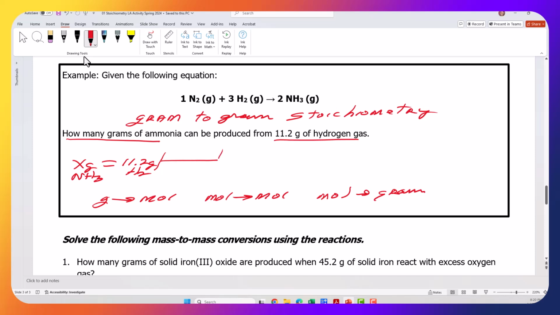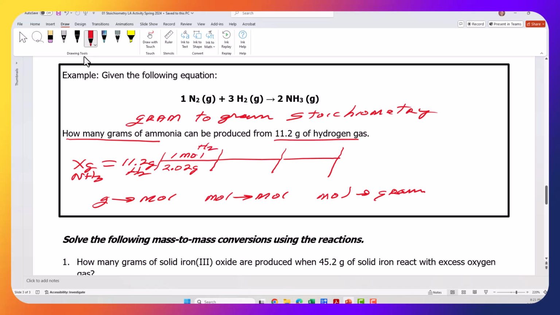How do we do that? We divide by the molar mass. Then we're going to do mole to mole, which we get from the coefficients of the balanced chemical reaction. And then moles to grams, we're going to multiply by the molar mass. So this is hydrogen. Each hydrogen is 1.01, so that's 2.02 grams for every 1 mole of H2.